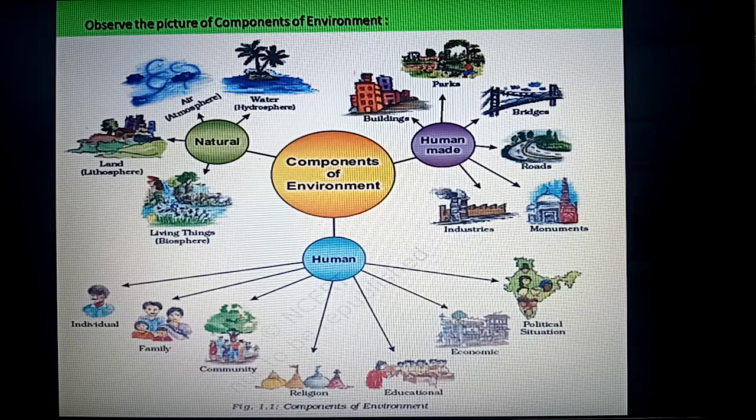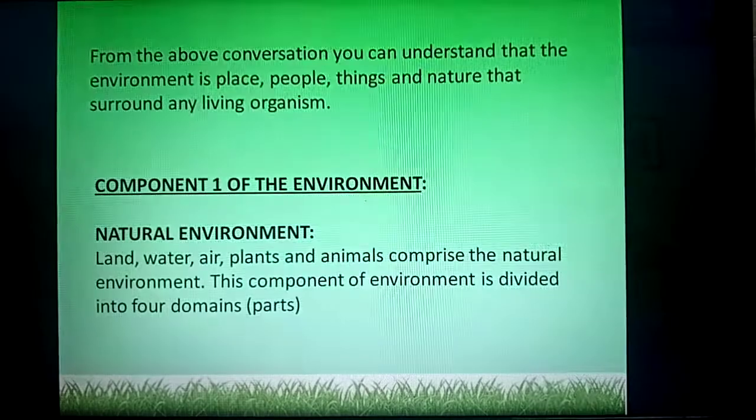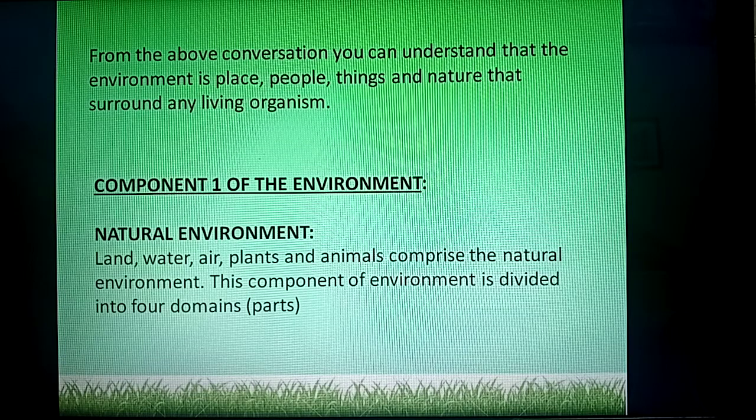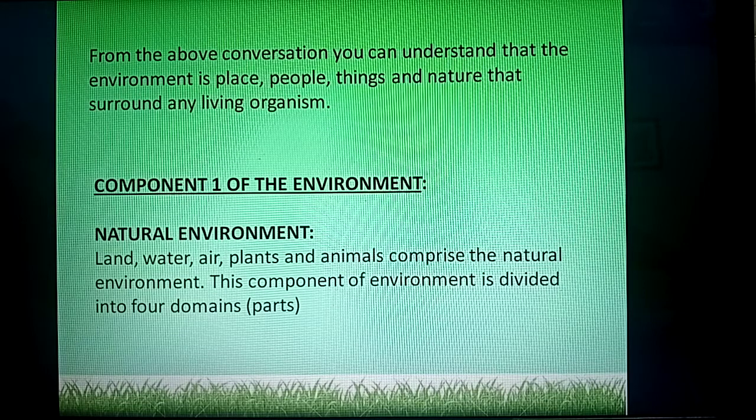So these three, natural environment, human-made environment, and human environment, they all comprise the environment. These are the different parts of the environment. Now, from the above discussion, you can understand that the environment is the place, people, things, and nature that surrounds any living organism.